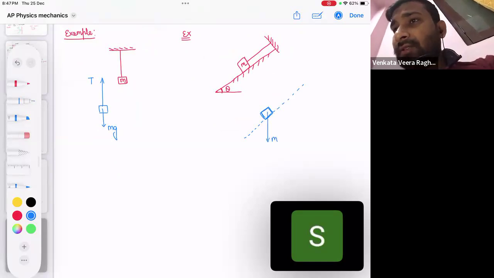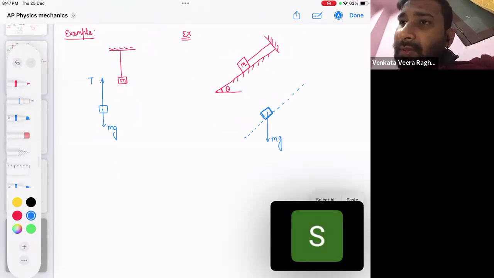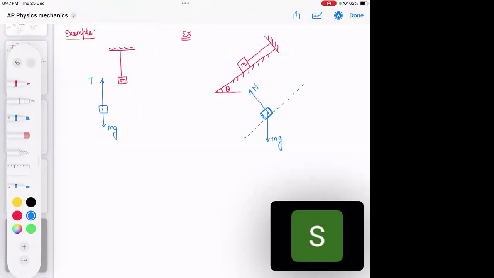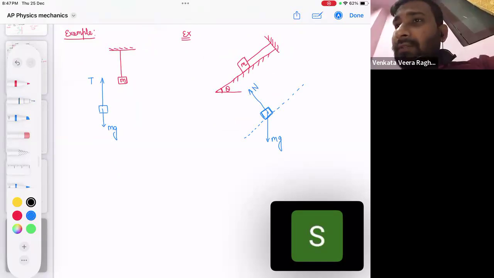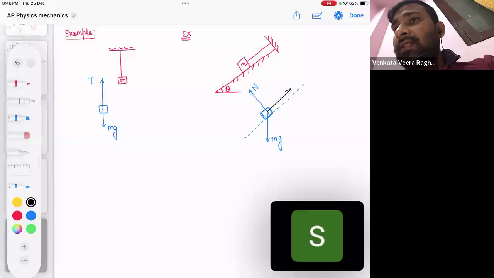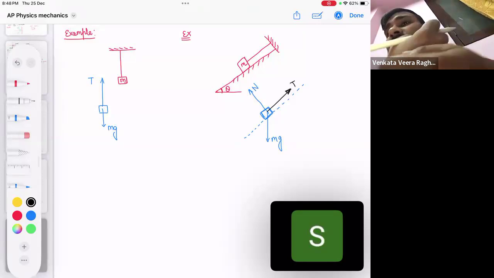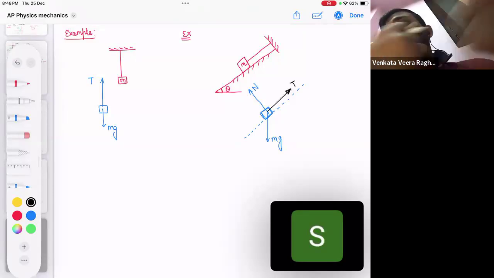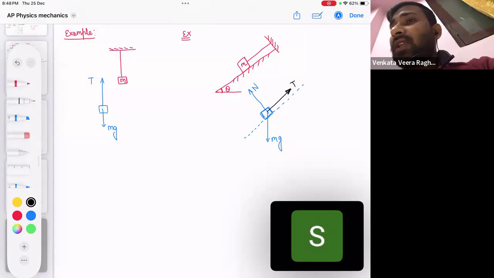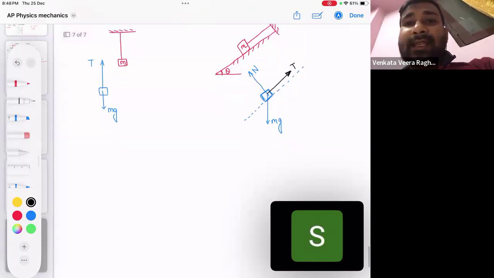One will be mg downward. Another will be the normal force because of contact. And there will be tension because of the string, in the direction of the string. The string is pulling the object, right? The tension force due to the string will be away from the block. You see, now it has become the free body diagram of this block. The more we learn, the more forces get involved in the question. Please tell me, is this clear?